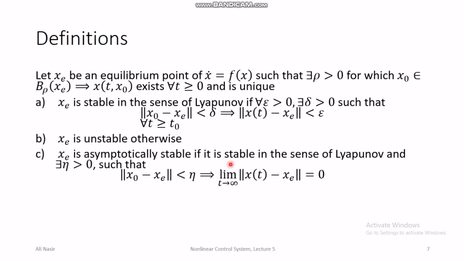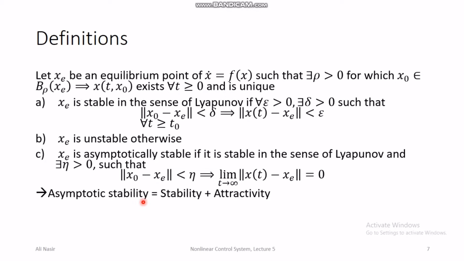Similarly, if the equilibrium point xe is stable in the sense of Lyapunov and there exists some neighborhood eta of the equilibrium point such that if you start within eta distance of the equilibrium point, then your trajectory not only stays close but actually converges to the equilibrium point. So if the trajectory is attracted towards the equilibrium point whenever you start within eta distance, then that is sort of like attractivity. So stability plus attractivity, that is called asymptotic stability.